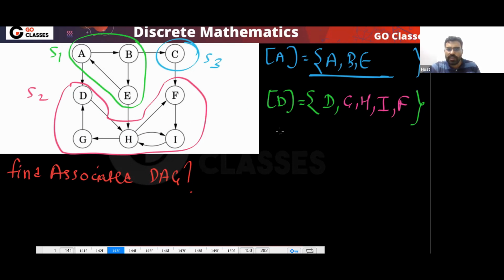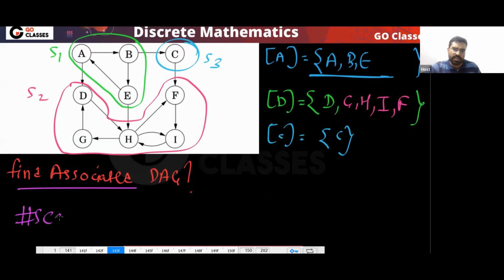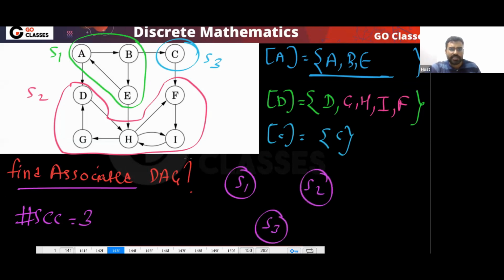So finally, this C, it will only have C. No other vertex is strongly connected to C. So finally, the number of strongly connected components is 3, and the graph you will get will be like this: S1, S2, S3. From S1 to S3 there is an edge, from S1 to S2 also there is an edge. Next, from S3 to S2 there is also an edge. Nothing else.